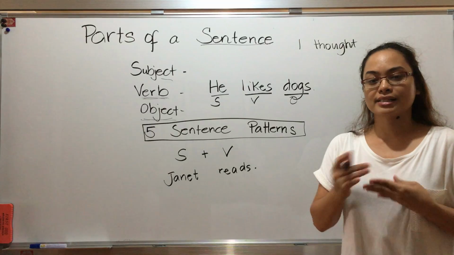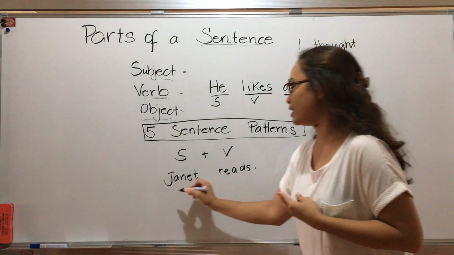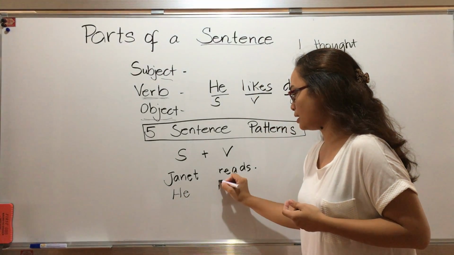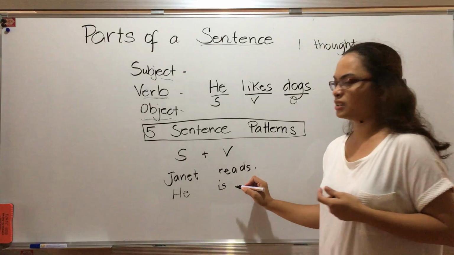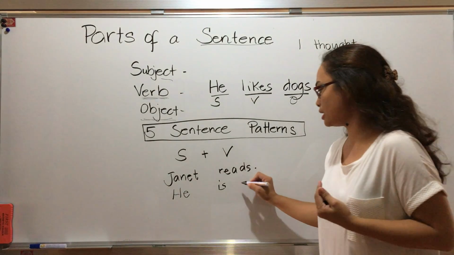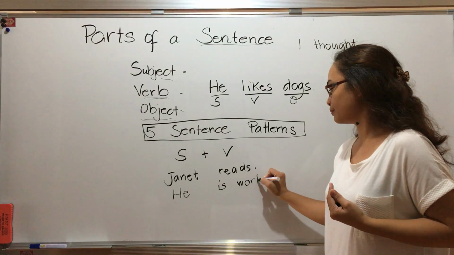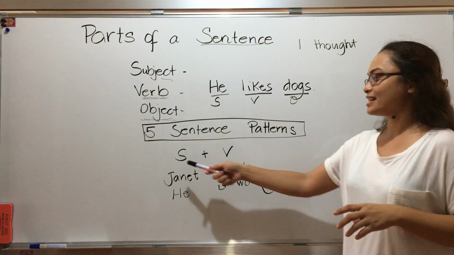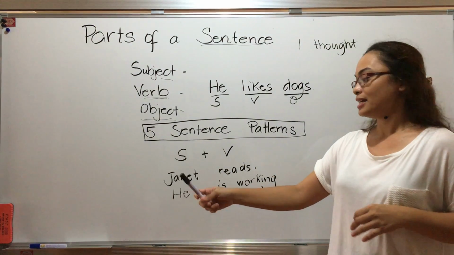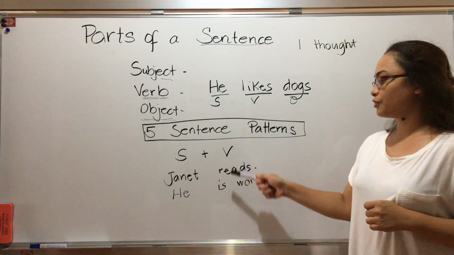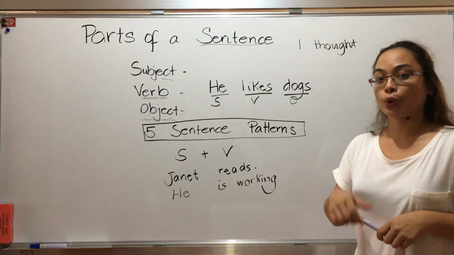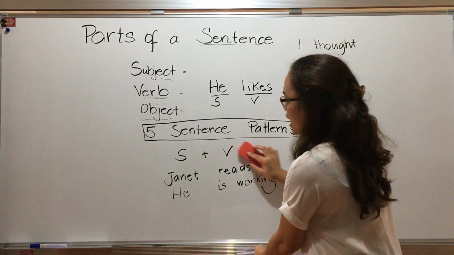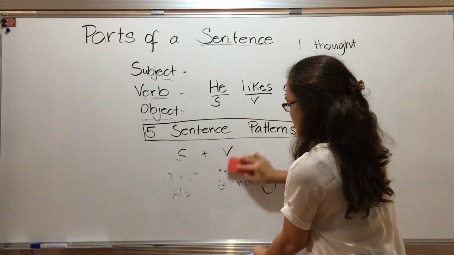The next, another example. Do you want another example? We can have he. This time we're using a pronoun for man. He is, we can say reading, but let's say he is working. Okay, very easy, right? Subject plus verb. The subject is Janet, the subject is he, and the verb will be reads and then is working. That's the first one.